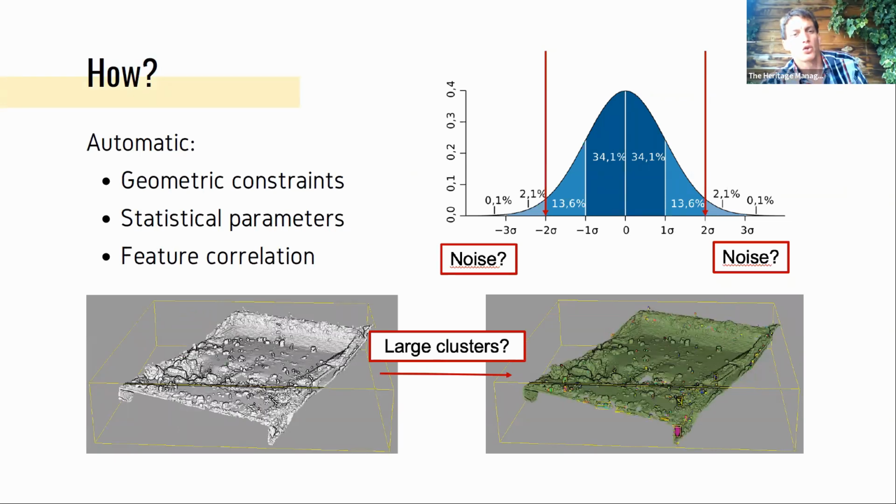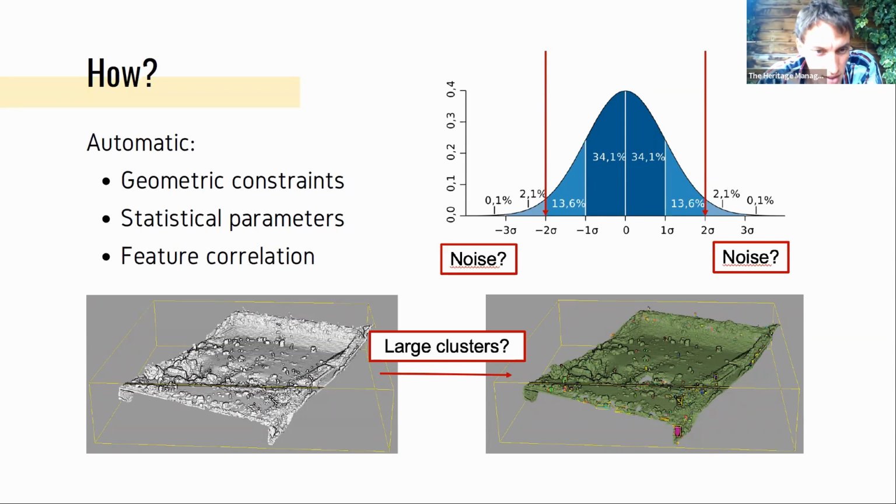When we're talking about automated procedures, there are actually 3 approaches that I will show to you today. The first is a geometric constraint, where we say, okay, we are looking for clusters, for features that have certain geometrical properties, and we will consider points as being non-noise if they belong to a certain geometrical constraint.